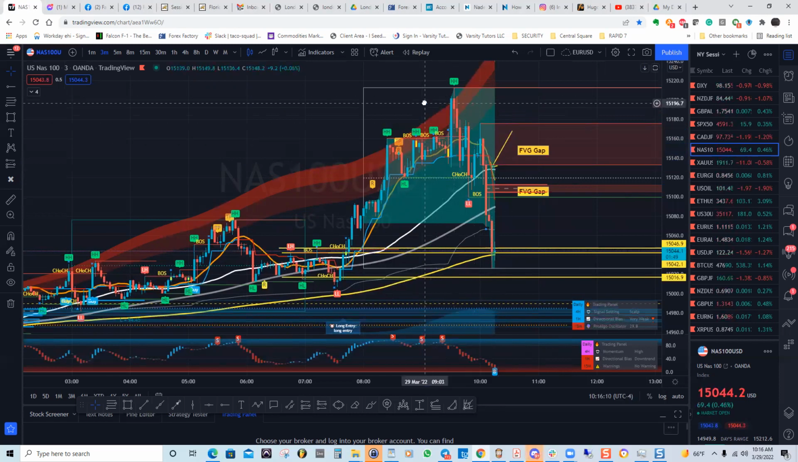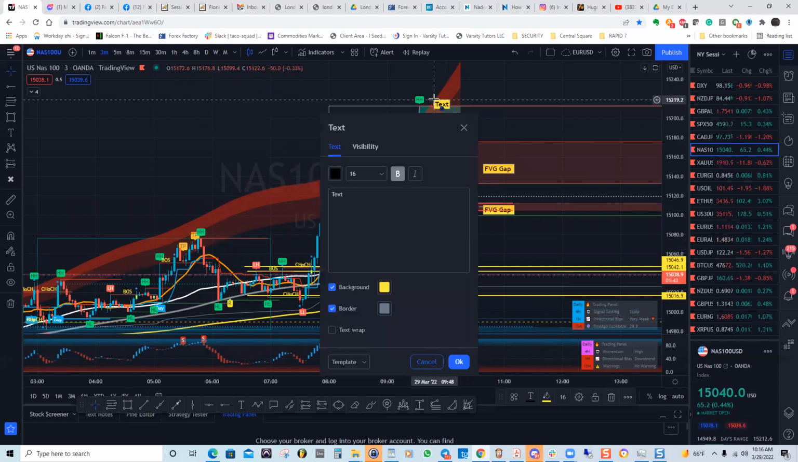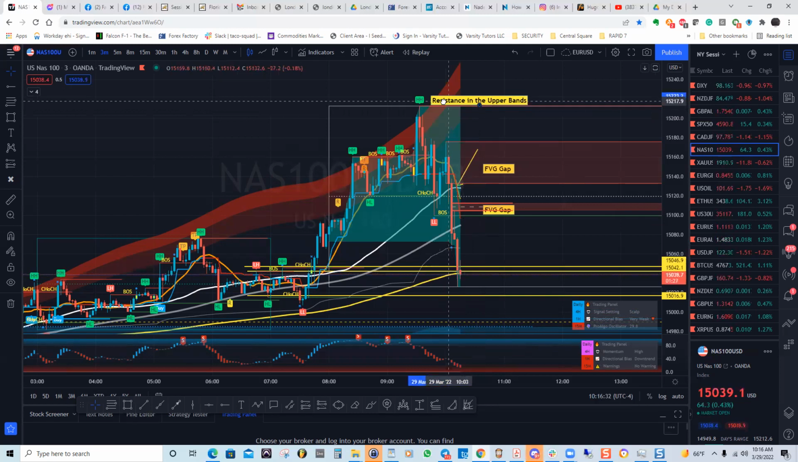So you've got a higher high up here. This is the upper bands. So this would have been resistance up here, resistance in the upper bands. So band, if it's spelled correctly. So this would have been a nice area to sell right in here. I'm gonna put a little arrow here, a little X. This would have been a nice area to sell right here.